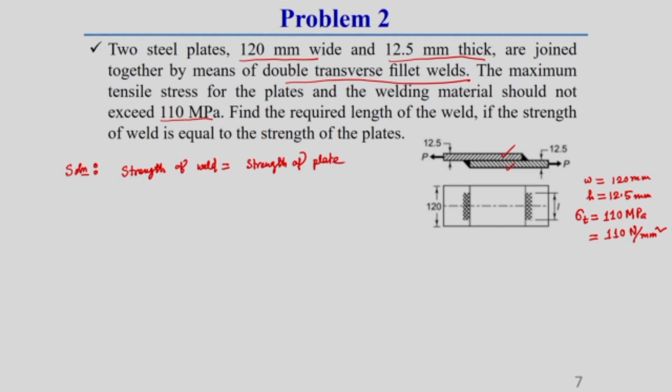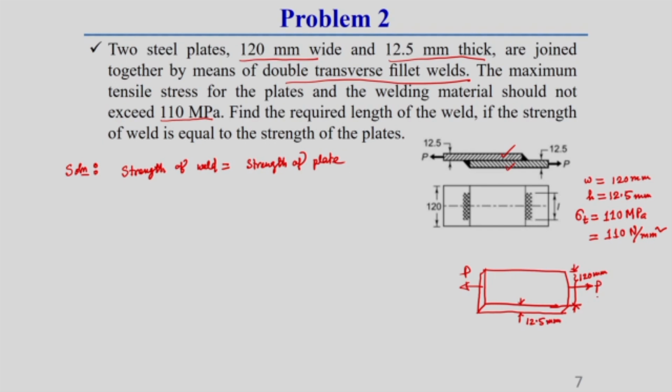So, what is the strength of plate? Strength of plate means, if this is a plate, how do we find out the strength of the plate if it is subjected to a load P? The width of the plate is given as 120 millimeter, and the thickness of the plate is given as 12.5 millimeter.